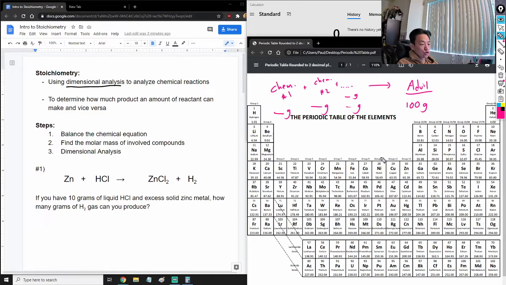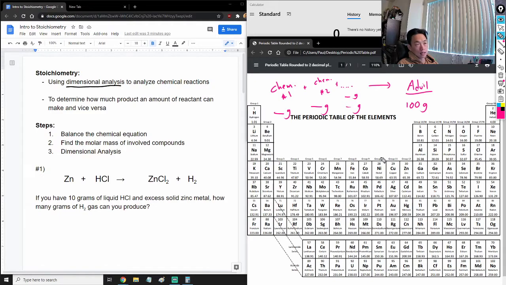Like if you were trying to make a cake, you're going to want to know how much cake you're going to make. You're going to need to know how much flour you'll need, how much sugar you'll need, how many eggs you'll need. You're going to need to know how many ingredients you need to make that cake. Same thing with chemical reactions. You're going to need to know how much of each reactant you'll need in order to make your product.